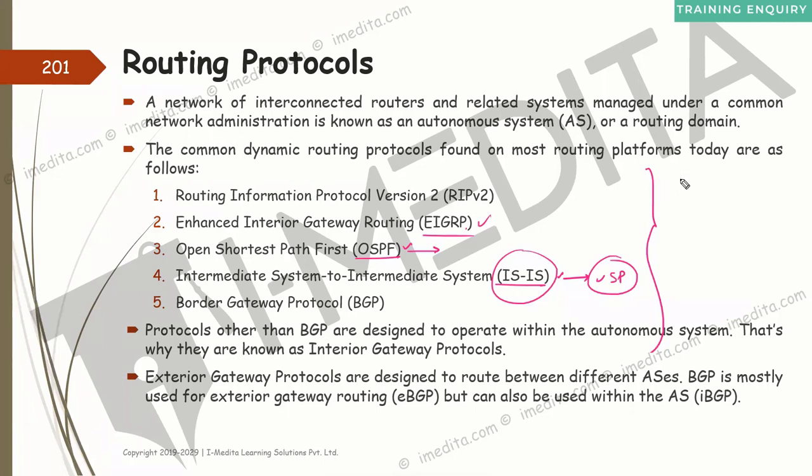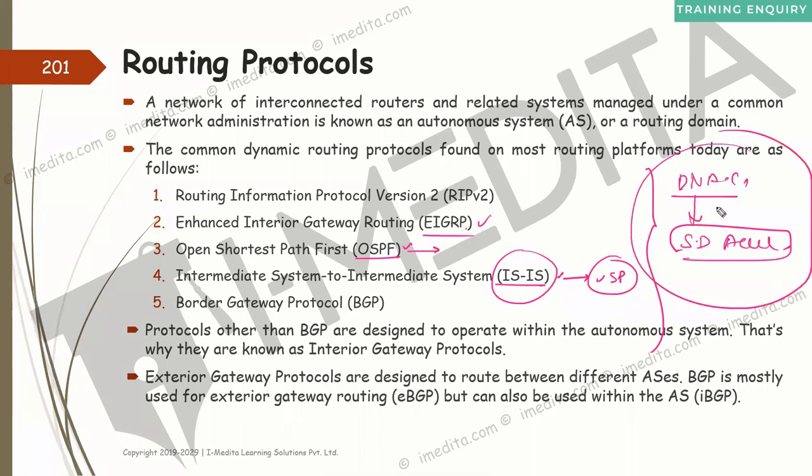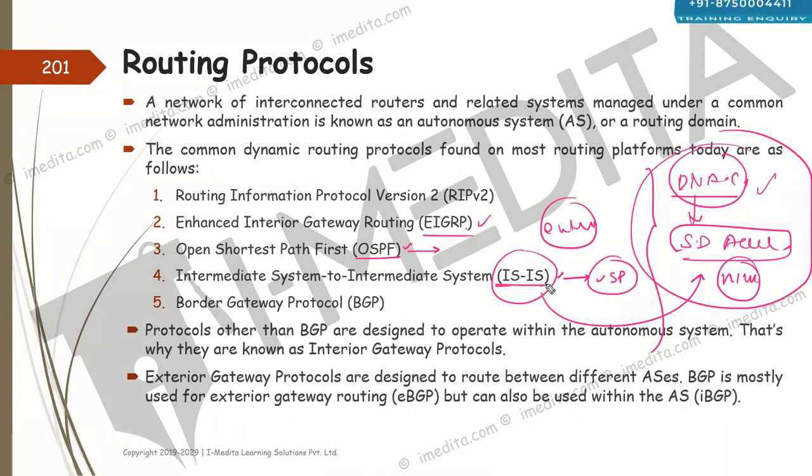And since nowadays we are talking about things such as DNA Center and software-defined access technology, you will notice that when we implement SD-Access using DNA Center, the ISIS protocol will be used automatically to build the network. So even nowadays in the enterprise network, you will see a protocol such as ISIS being used as the IGP to provide reachability between the devices of your campus network.